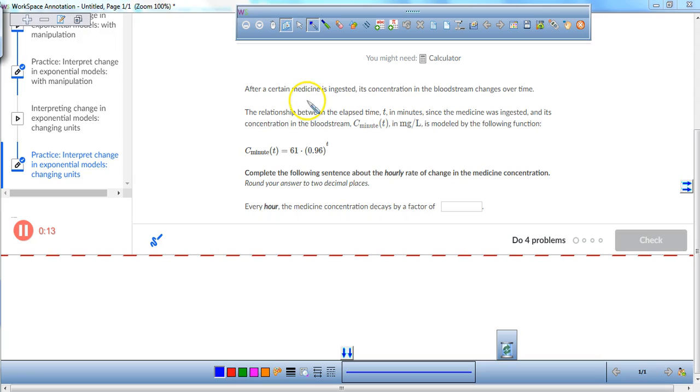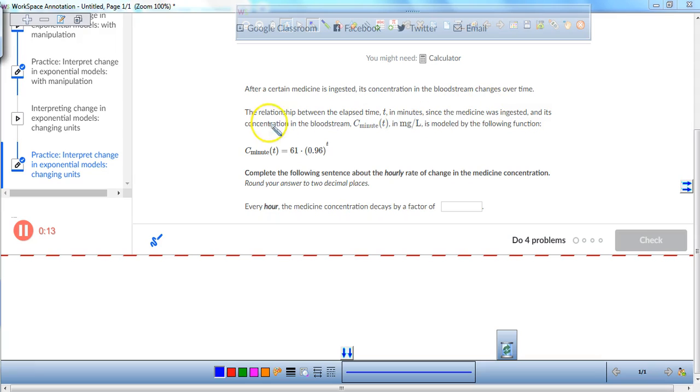It says after a certain medicine is ingested, its concentration in the bloodstream changes over time. The relationship between the elapsed time t in minutes, I'm going to put t is equal to minutes since the medicine was ingested, and its concentration in the bloodstream, C of t, in milligrams per liter is modeled by this function. All right, so here's our initial value. I'm going to call that A. This is our decay factor, B, and this is over time in minutes.